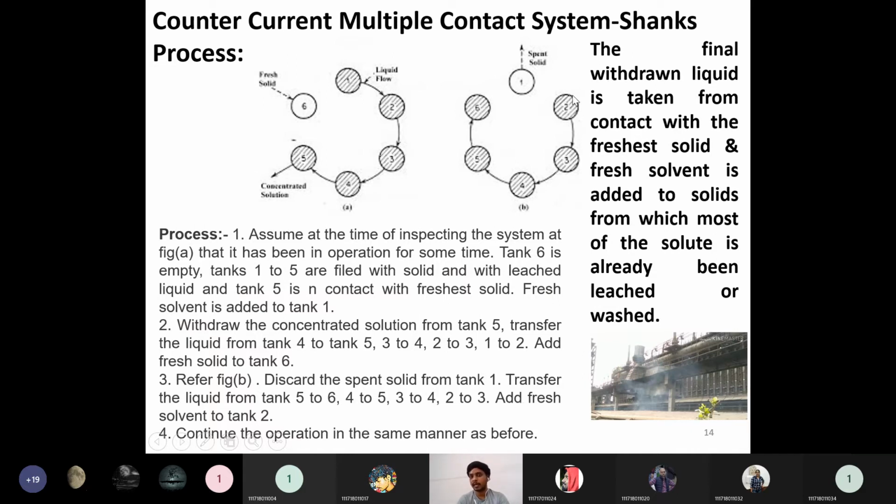Add fresh solvent to tank 2. So this is the young solvent, but this is the oldest solids here. Young solvent and oldest solid. This is young solids and oldest solvent here. So from here we have to extract the concentrated solution. So continue the operation in the same manner as before.